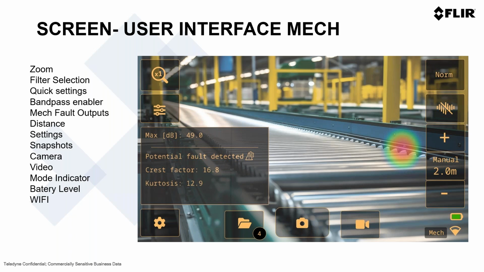So if you find something, but the camera doesn't show you this message of potential fault selected, it means that the camera is not recognizing it as a mechanical fault. Okay. So we have crest factor and kurtosis, which are two statistical data that are normally used in mechanical fault detection and evaluation.